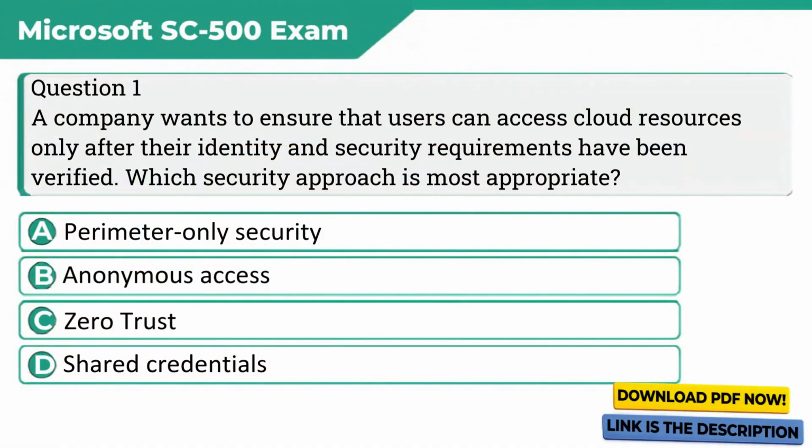Question 1. A company wants to ensure that users can access cloud resources only after their identity and security requirements have been verified. Which security approach is most appropriate? A. Perimeter-only security. B. Anonymous access. C. Zero trust. D. Shared credentials.